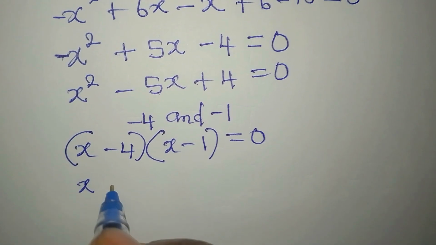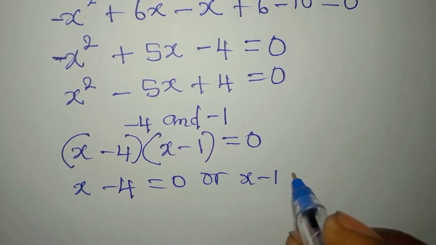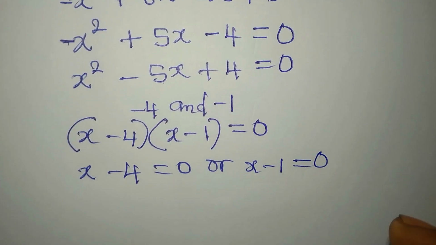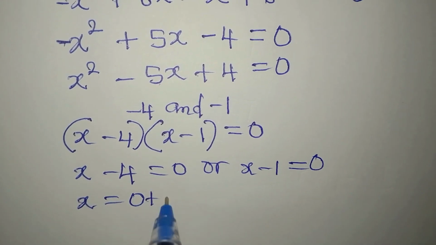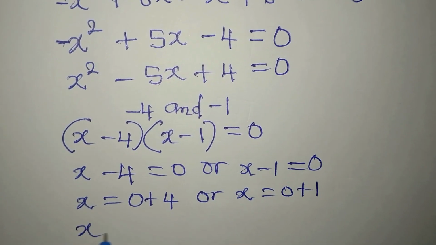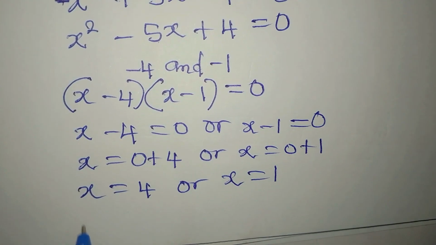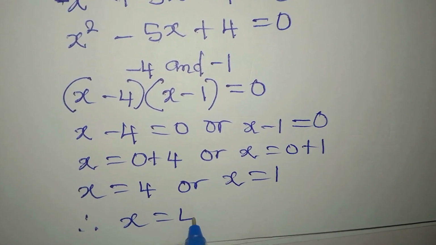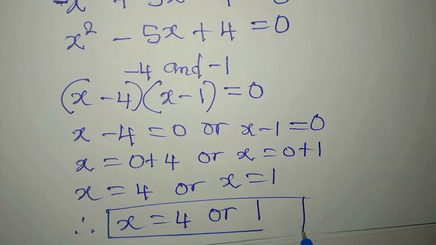And we have to equate both of them to 0. From here, x minus 4 equals 0, or x minus 1 equals 0. What I'm doing is to equate the two factors to 0, because either of them or both of them can be equal to 0. Now from here, x will be equal to 0 plus 4, or x is equal to 0 plus 1. x equals 4, or x equals 1. Therefore, x is equal to 4 or 1. So we already have the solution for x.